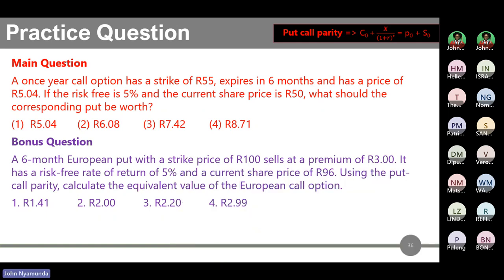Okay, bonus question. While you are doing the bonus question, let's see your answer and whether I agree with it. Yeah, Tembisa, I'm not agreeing with your answer. Maybe it's right, because these calculations by hand sometimes go wrong.